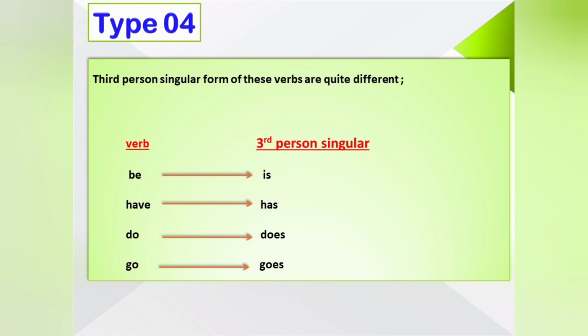I think today's lesson is very clear to you. I hope that you can understand this lesson easily. These are all four types of the formations of third person singular form of verbs. I have already added some exercises in a PDF sheet. You can check the description box and download those exercise sheets and do them. It will be a great help to understand this lesson easily.